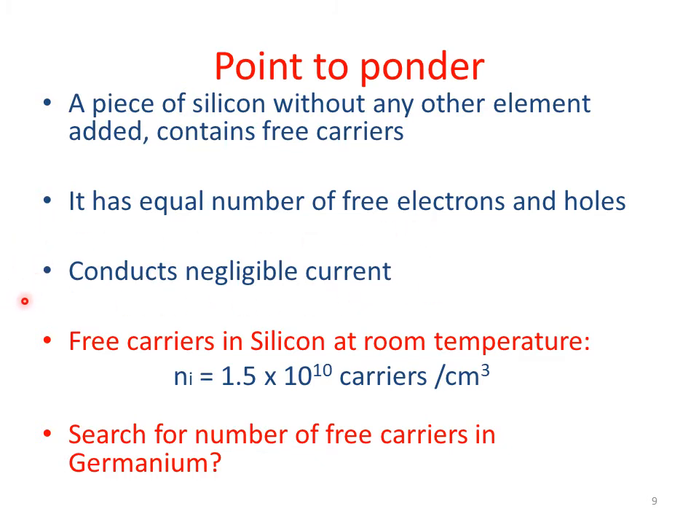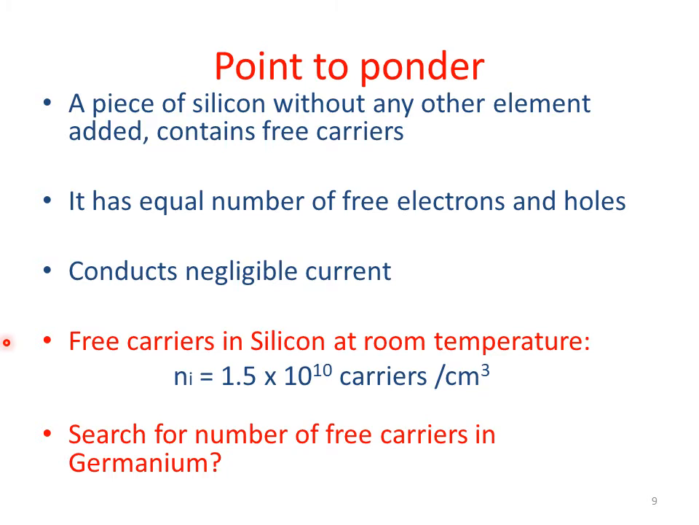So what we see is that despite the fact that pure silicon does have an equal number of free electrons and holes, because they are equal in number, it conducts negligible current. So what we do after doping is either increase the number of free electrons in the material, or increase the number of holes in the material, to increase the conducting properties of the silicon material.